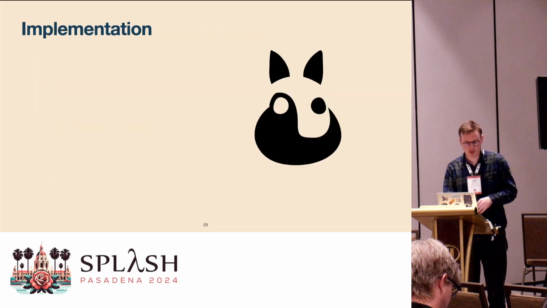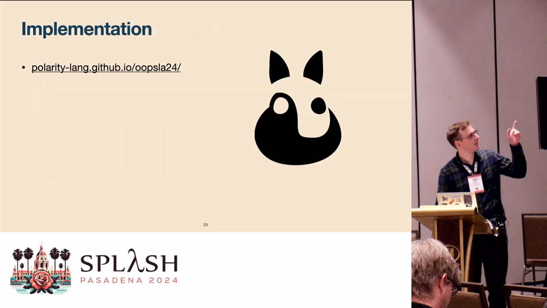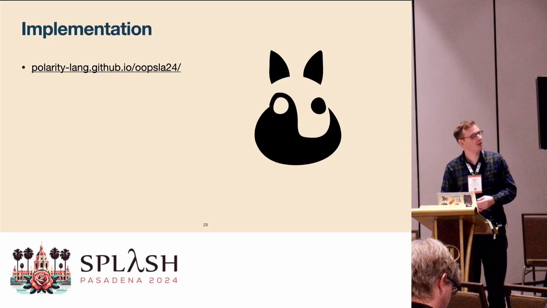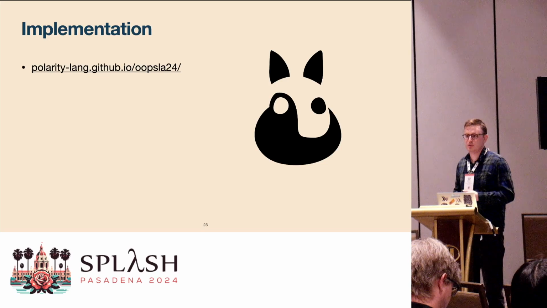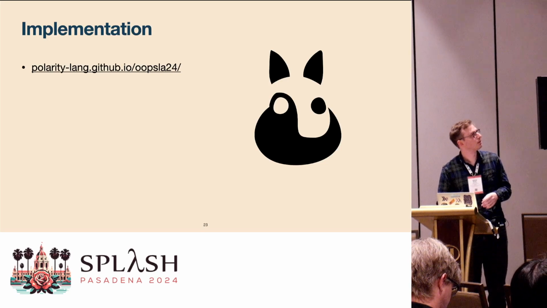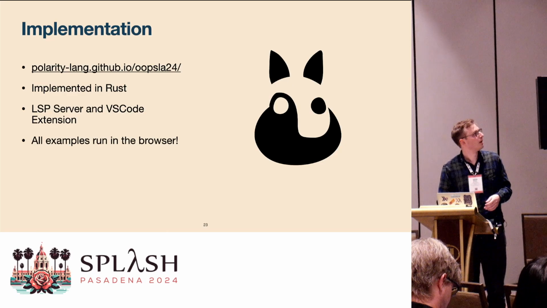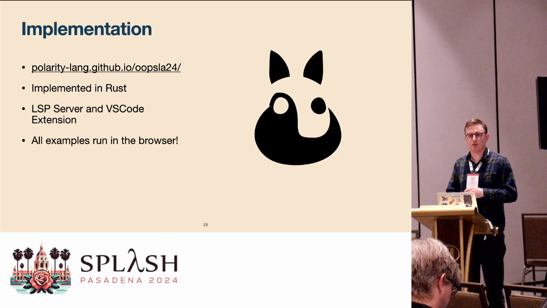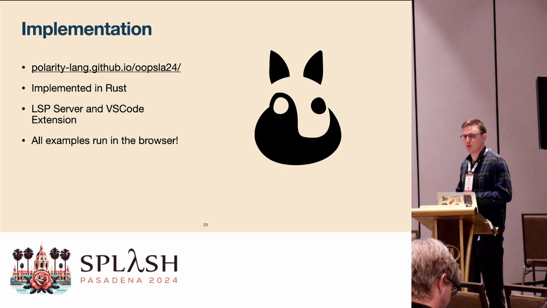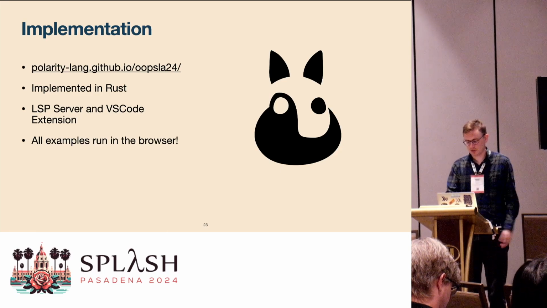So lastly, we have an implementation. This is where you can find the immutable version that we provided for the artifact submission, which will not change. It is implemented in Rust. We have an LSP server and VS Code extension. But all the examples are also compiled to WebAssembly and run in the browser. So you can try out all those examples yourself.